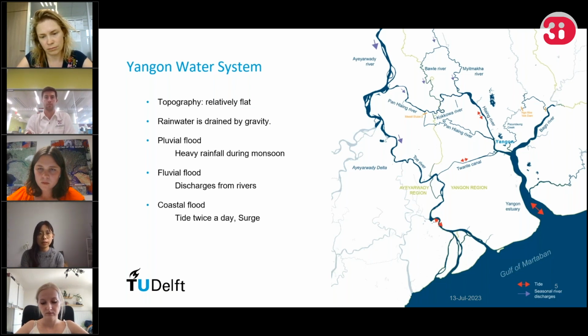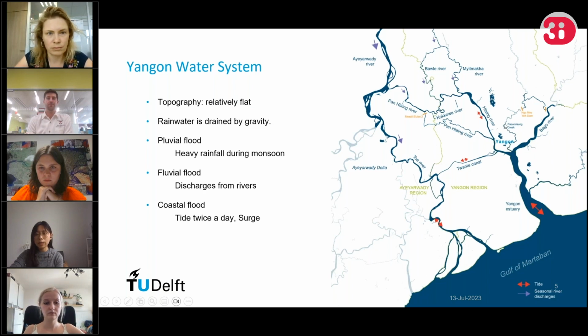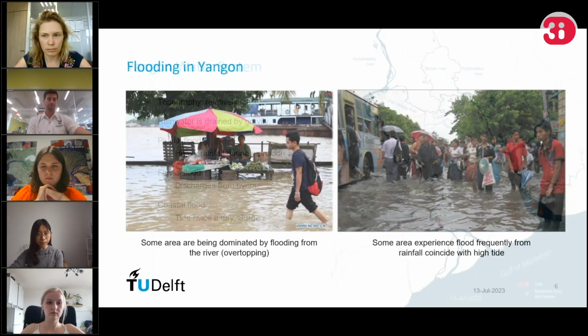The next one is the fluvial flood. Three main rivers surround the city, so it has a high discharge from these rivers. And finally, it has coastal floods, which come from the sea. These rivers are tidal, so the city has a tide twice a day. So Yangon is mainly prone to these three types of flood.